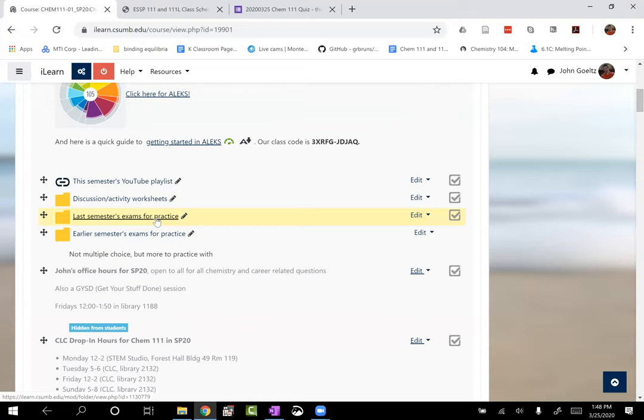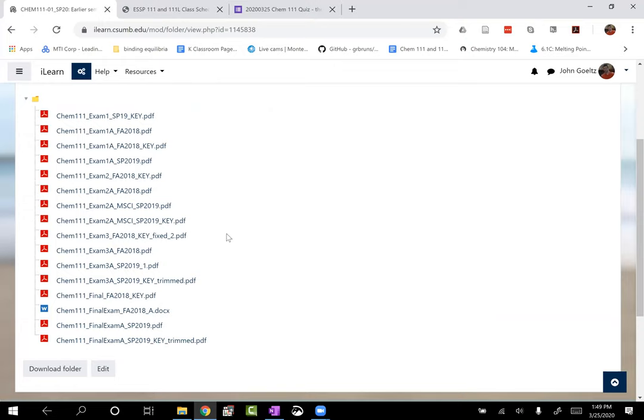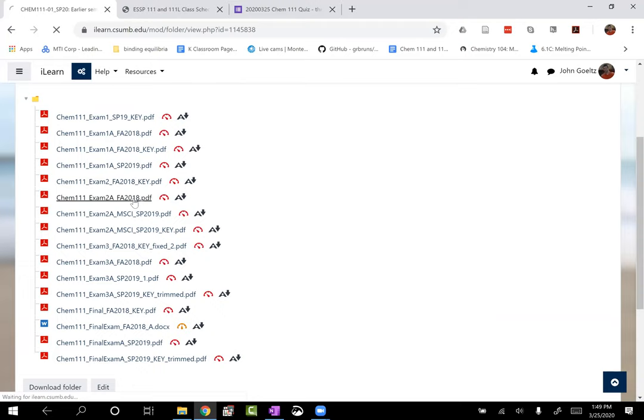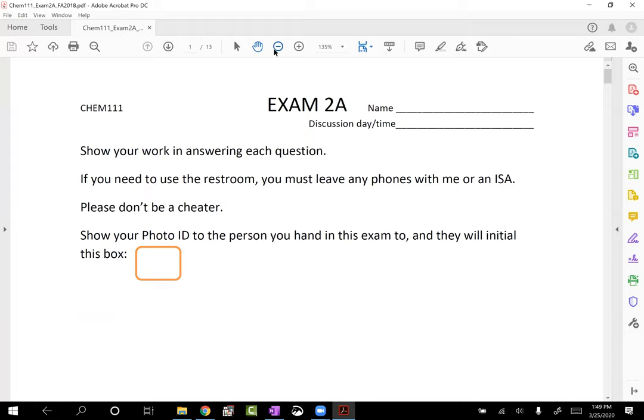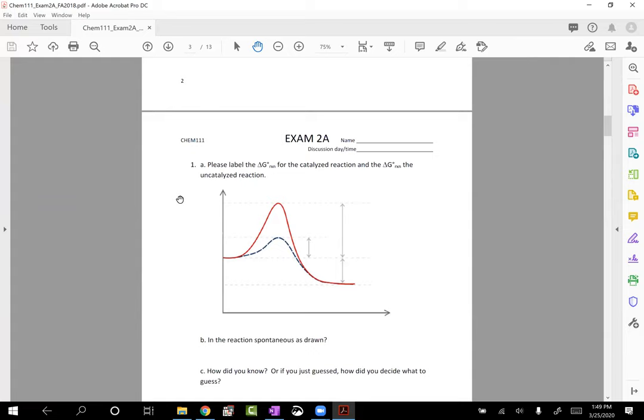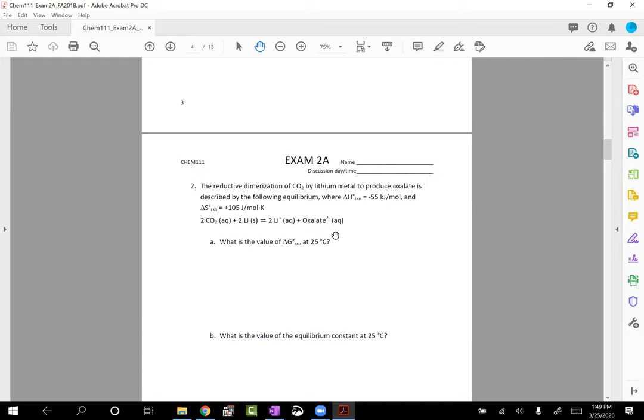You can also go to this folder here, earlier semester's exams, and go to, oh goodness, look at all this mess. So let's look at one of the exam two, fall 18, going back in the day. If I look at that, internet is cranky. I'm asking it to do too many things, but this might work. Hey, that shows up all over the place. Delta H, Delta S, and Delta G. So you can go through these and get more practice questions.